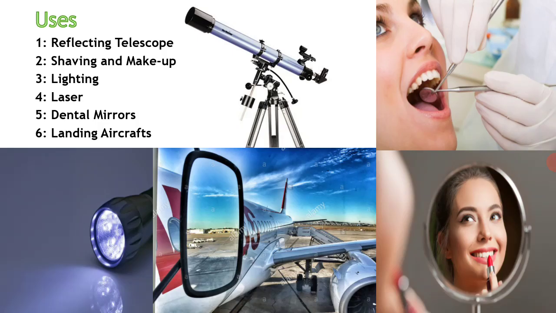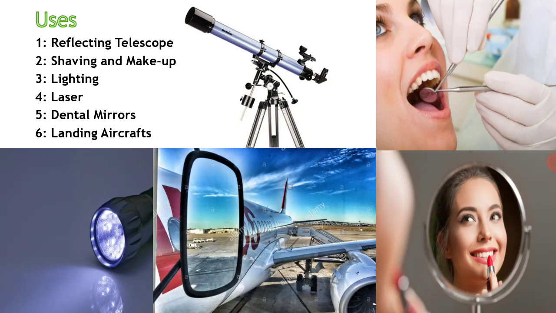Now, what are the uses of concave mirrors? They are used in reflecting telescopes, shaving and makeup mirrors, lighting, lasers, dental mirrors, and landing aircraft. Number one is the reflecting telescope. Concave mirrors are used in reflecting telescopes as studied earlier. Shaving and makeup mirrors in beauty salons and barber shops are slightly concave. They are used to provide an enlarged image of the face for applying makeup or shaving.